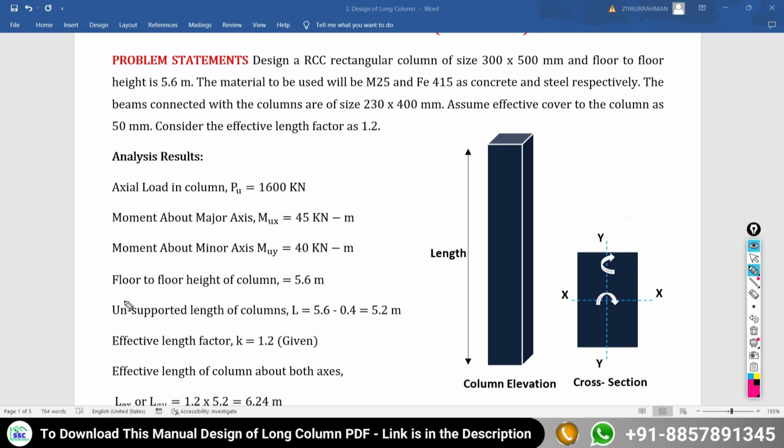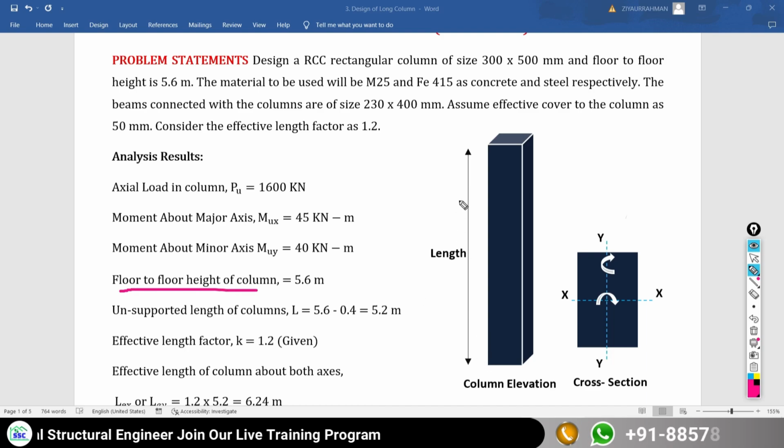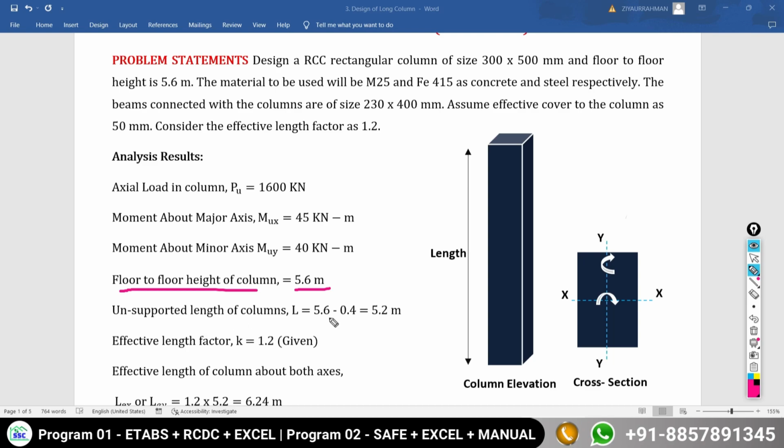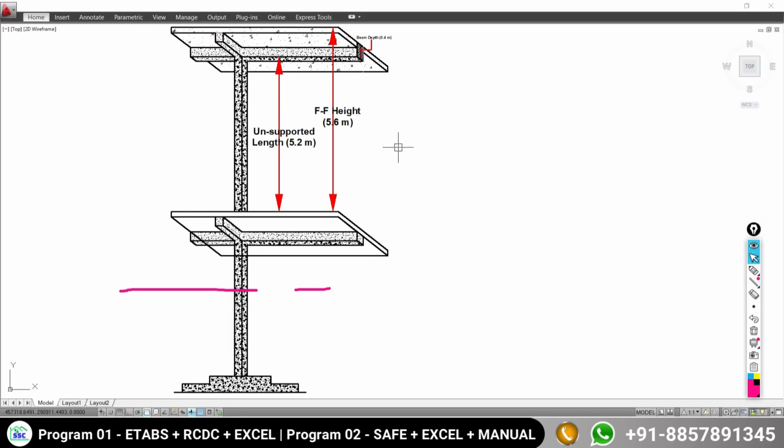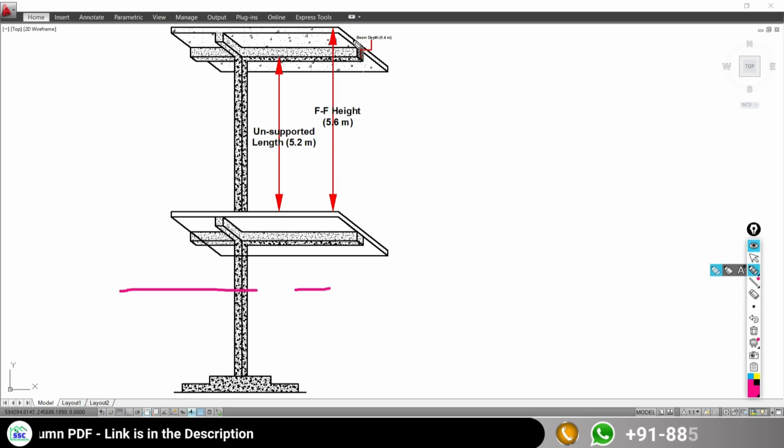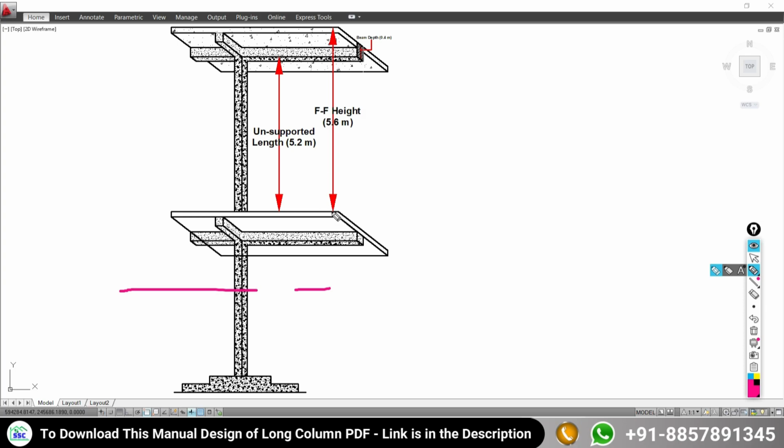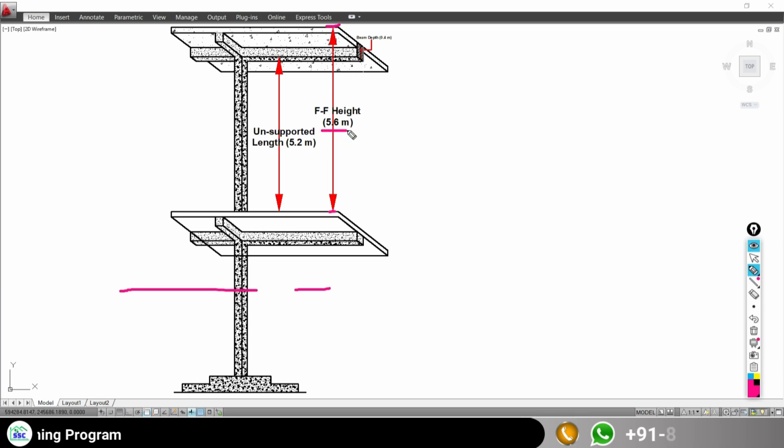As per the problem statement, the floor to floor height is 5.6 meter. So the total height of the column is 5.6 meter, or you can say it is the floor to floor height. But we need to have the unsupported length of the column. First of all, try to understand what is meant by the unsupported length of the column. For better understanding, have a look at this figure. This is your foundation, this is your slab, and then there is another slab. From the top of this slab to the next slab is the floor to floor height, which we have been given as 5.6 meter.